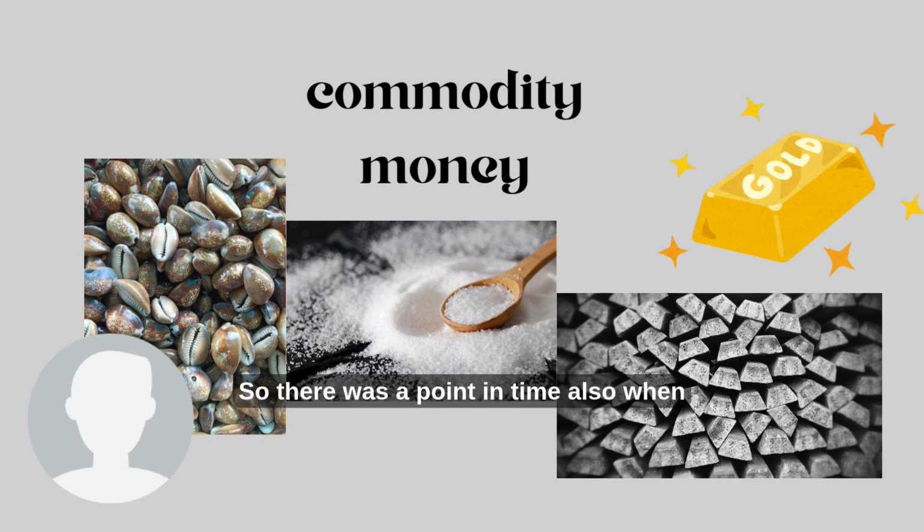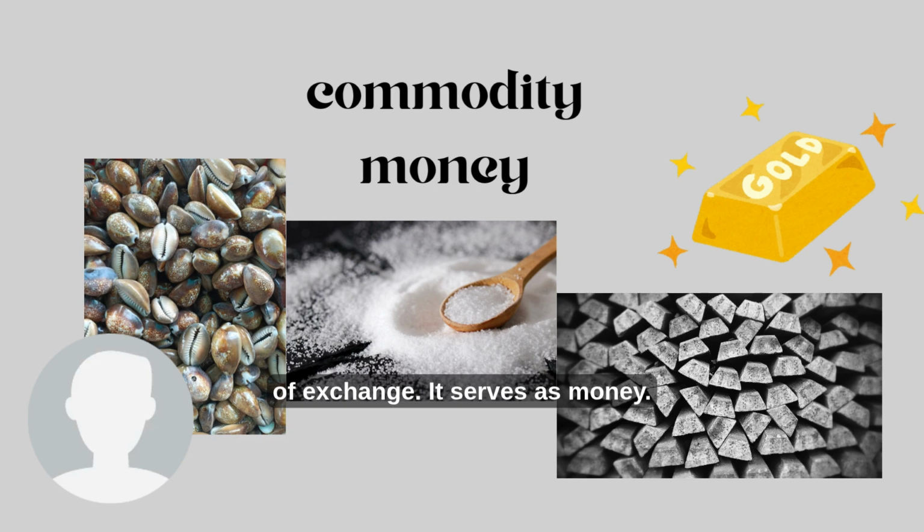commodity money. So there was a point in time also, after the trade by barter, when they noticed that this system is not really working because it does not have a measure of value. They needed something that can hold value. So they started using cowries. We all know cowries are found by the seaside because they are sea creatures. So they started using cowries as a means of exchange.